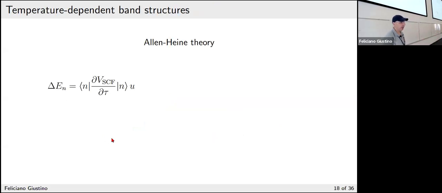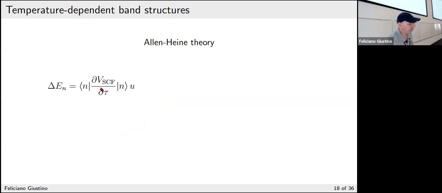Now, let me tell you about the first recipe, the one to calculate how bands depend on temperature. And that's basically part of what is known as the Allen-Heine theory. This will be discussed at length during this week. And the idea is basically that I would like to see how the energy eigenvalues change when I have a displacement, an oscillating displacement, and doing the thermal average of this.